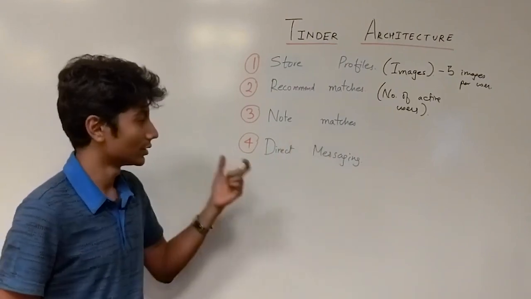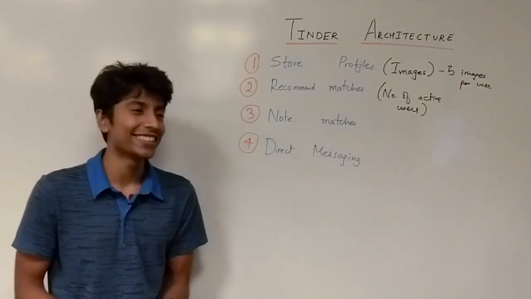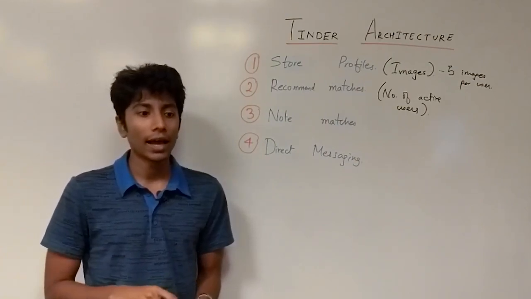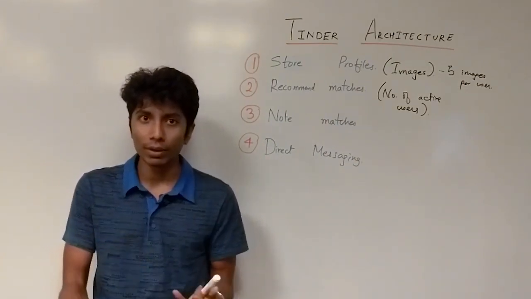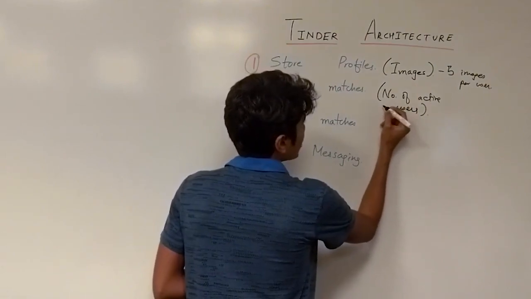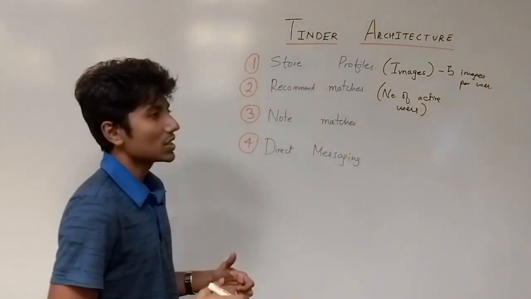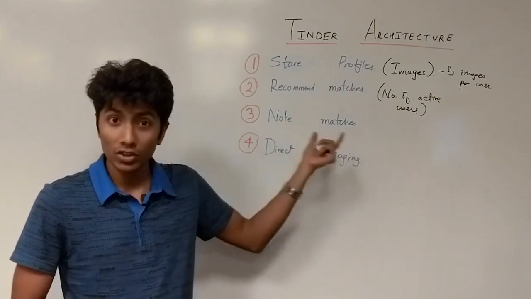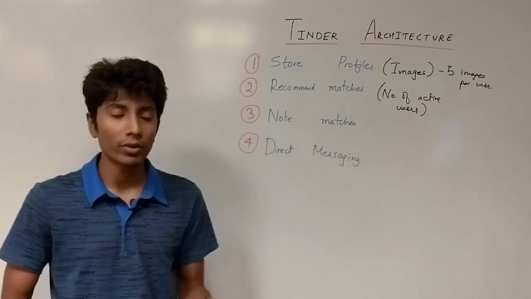Then you have the third feature, which is the best one, which is when you match with someone. If you match with someone, you need to note that down, and you need to do something between the two people. So one of the things you want to do is note down matches, in which case the number of active users is kind of enough. You can take a percentage of that as the number of matches you'll have per day. That's going to be an assumption.